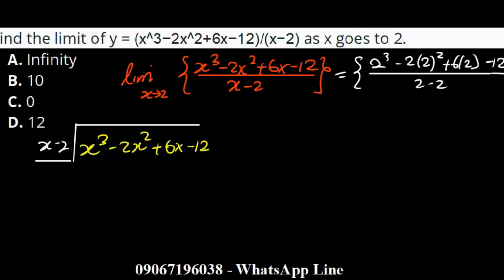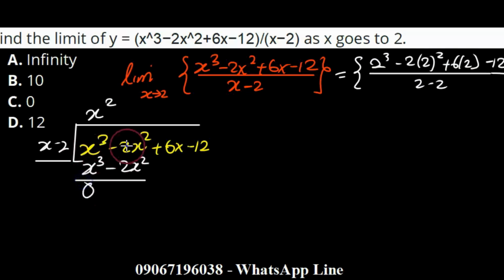Now let's take it step by step. x into x cubed, this will be x squared. x squared times x will give me x cubed. x squared times minus 2 is going to give minus 2x squared. At this point, I'm going to subtract to see what I have as a remainder. I'm going to put minus here. This will give me x cubed minus x cubed, which is 0.